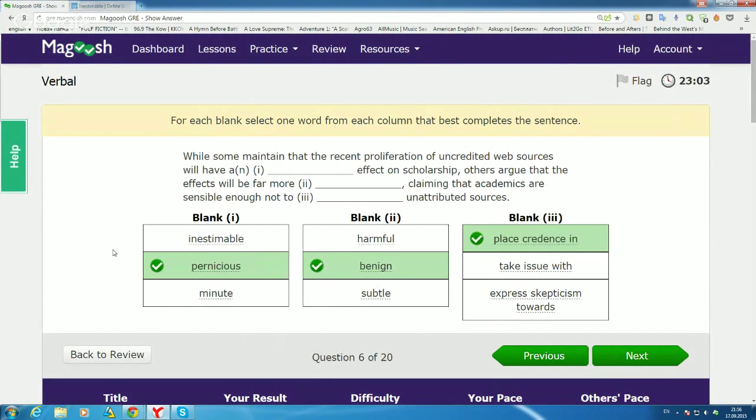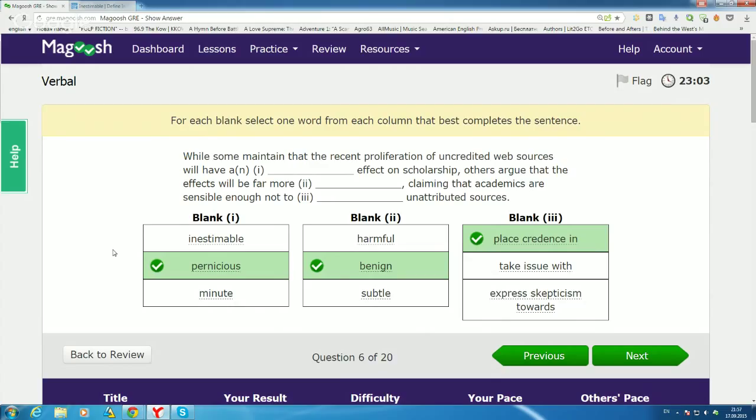So we'll have an inestimable effect. It could be inestimable, but that doesn't work here. Why? Because let's say this effect is going to hurt someone. It doesn't mean harmful. We need something that means harmful.